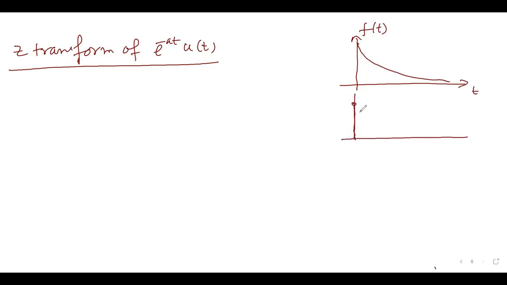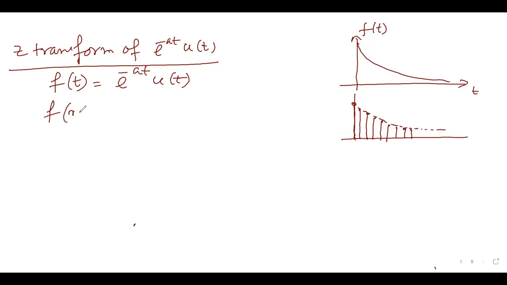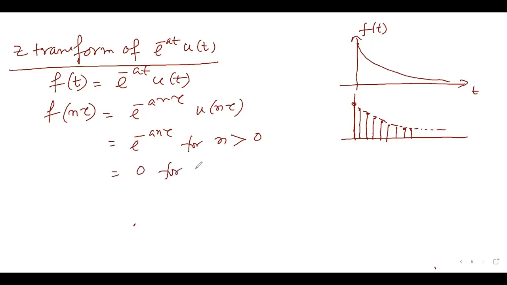The discrete version will be discrete signals. Remember, computer cannot analyze analog signal. If you want to analyze a signal using computer, you need to convert it to discrete signals. Okay, so convert it into a discrete signal. So what will be here? Ft is equal to e to the power minus at ut. তাই তো? Now, if you want to convert it into a discrete signal, just put t equal to n tau, e to the power minus a n tau, u n tau. That means basically e to the power minus a n tau for n greater than 0, 0 for n less than equal to 0.